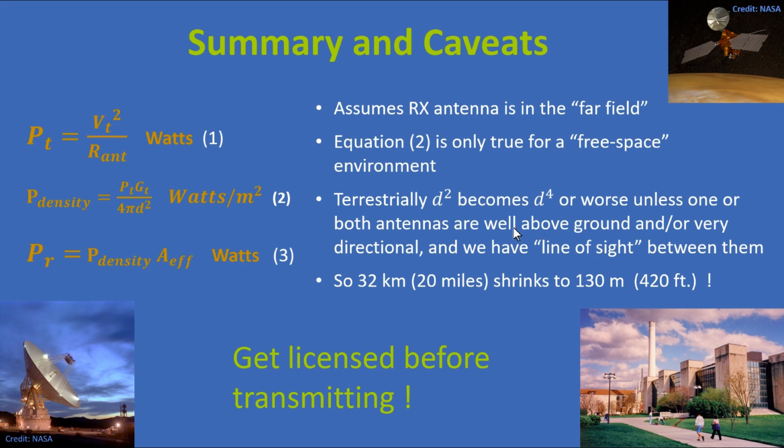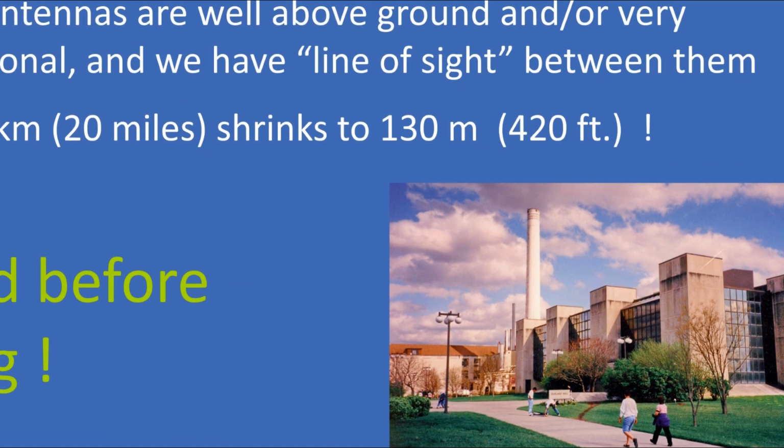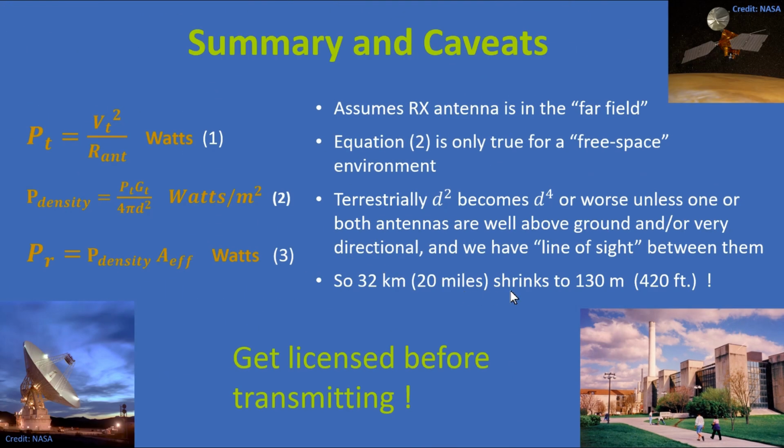If that's not the case, then we have d to the fourth down here, and our 32 kilometers or 20 miles will shrink to like 130 meters or 420 feet, which is not necessarily a bad thing. If you've got, for example, Wi-Fi inside a building like this, you do not necessarily want that Wi-Fi getting out because it could interfere with Wi-Fi on the same channels being used in other buildings or outside. So modern industry actually takes advantage of this sort of self-limiting range, which occurs when you're in an environment like a house or a building or just out on the earth somewhere.